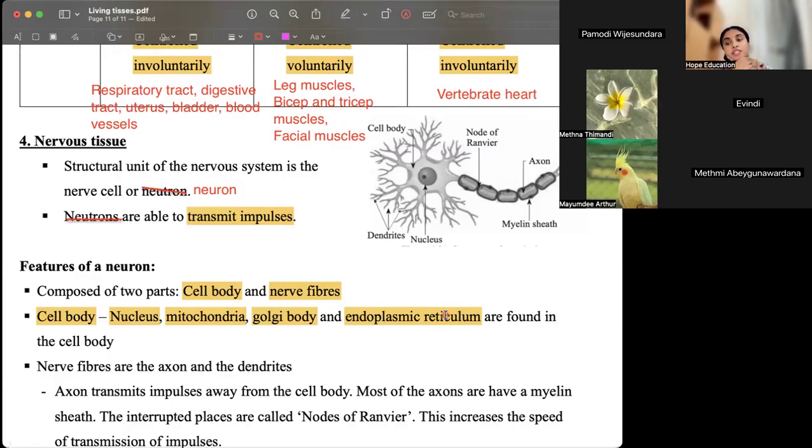What about smooth endoplasmic reticulum? Synthesizing and transporting lipids and steroids. Yes, good. Synthesizing lipids and steroids.